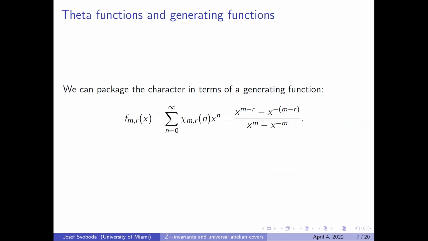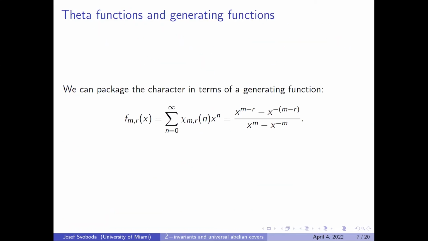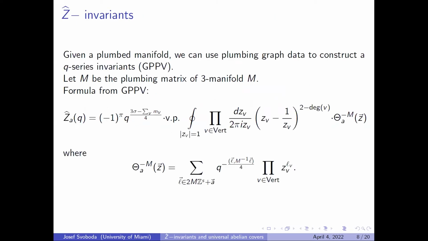So now we have the notation: the false theta functions psi and the corresponding generating functions f. Here is the main definition. You probably saw it many times because this is now very popular among many people. There are these Z-invariants defined in the paper of Gukov, Pei, Putrov, and Vafa. Given a plumbed manifold, this special kind of manifold, we can use the plumbing graph to construct a q-series invariant.